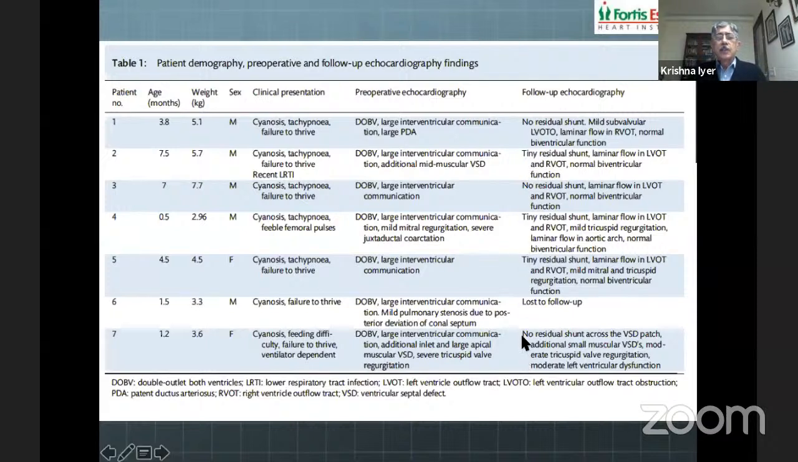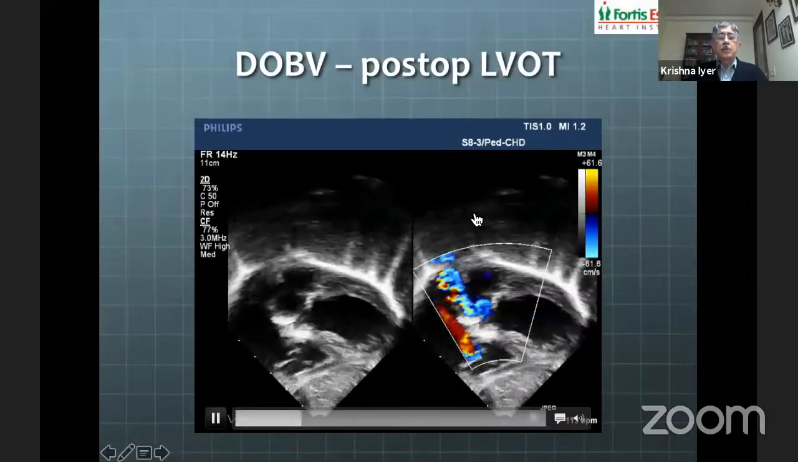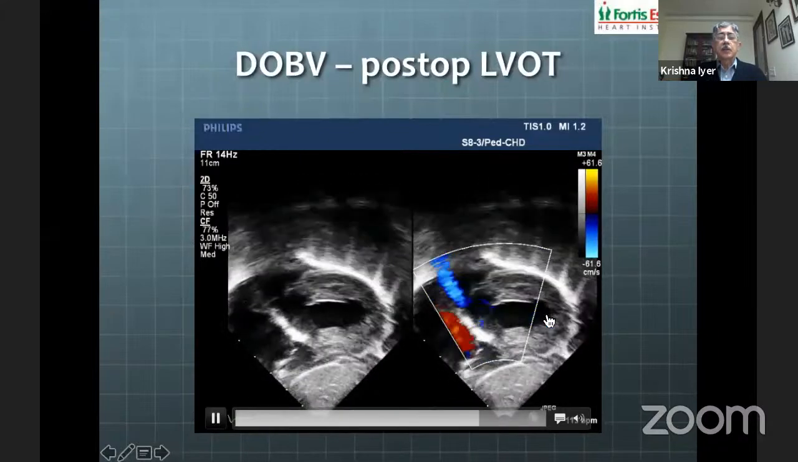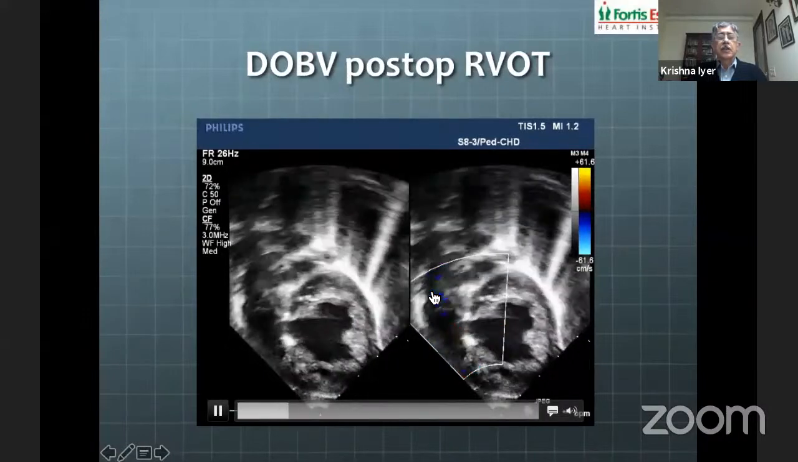All of them have no significant residual outflow tract obstruction, either of the right ventricular outflow or the left ventricular outflow. A couple of patients have minor residual shunts in the ventricular septal defect. The neonate who had significant tricuspid regurgitation, and who required a tricuspid valve repair in addition, still has a residual moderate level of tricuspid regurgitation. Here are a couple of echo pictures showing the postoperative follow-up echos. As you can see, there is a fairly decent unobstructed left ventricular outflow tract, and this shows a nice right ventricular outflow tract which has no obstruction.